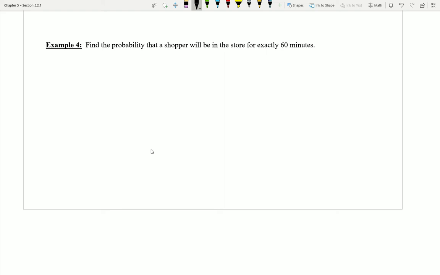Well, now I want to take a look at the last example in this section, which is example number 4. Let's see what this one says. Find the probability that a shopper will be in the store for exactly 60 minutes.